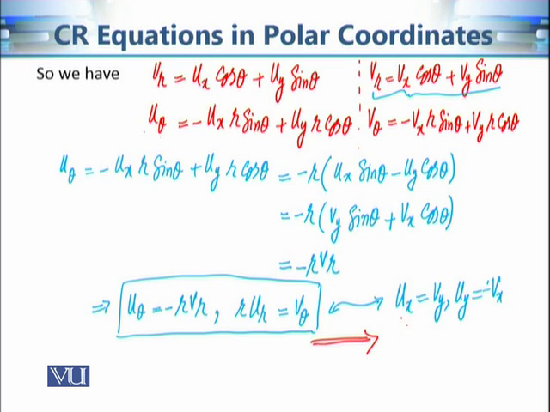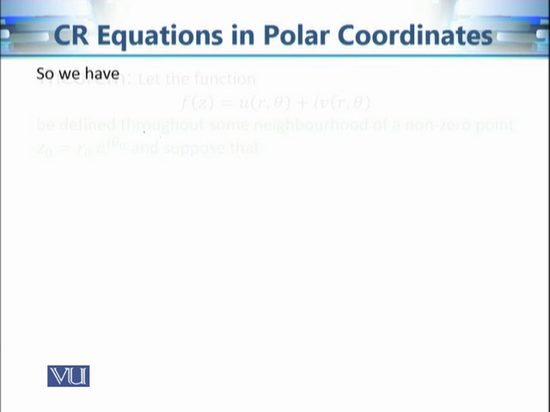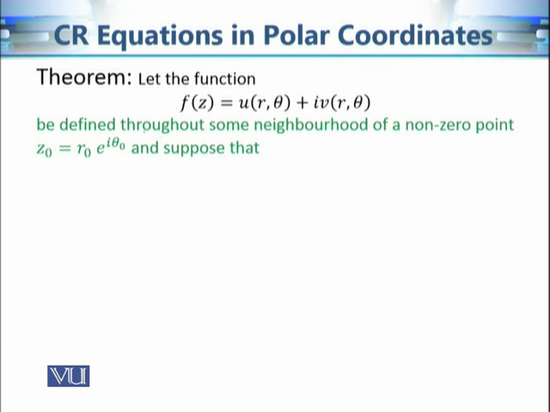And if these Cauchy-Riemann equations in Cartesian coordinates are satisfied, then they imply that the Cauchy-Riemann equations in these polar coordinates are satisfied. So we have derived what are Cauchy-Riemann equations in polar coordinates. Now let's try to convert our necessary and sufficient condition for checking the differentiability into polar coordinates.